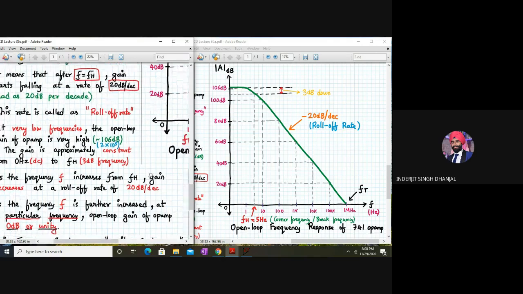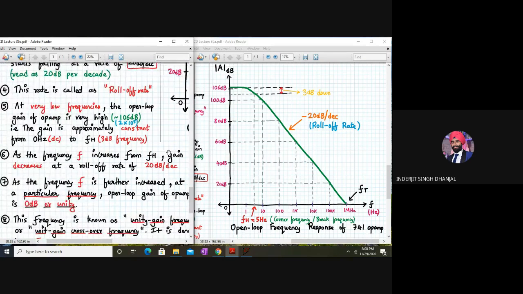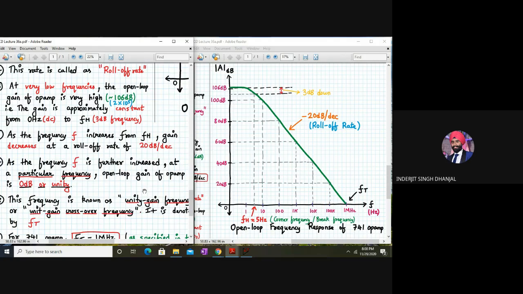Now let's go to the sixth point. As the frequency increases from fH, the gain decreases at a roll off rate of 20 dB per decade. This point we have already seen. Now as the frequency f is increased further, from 5 hertz to 10, 100, 1k, 10k, a point will be reached at which the open loop gain of the op amp will be 0 dB.